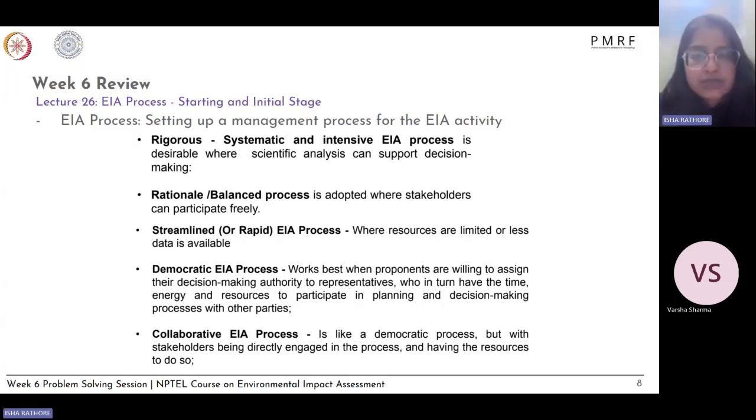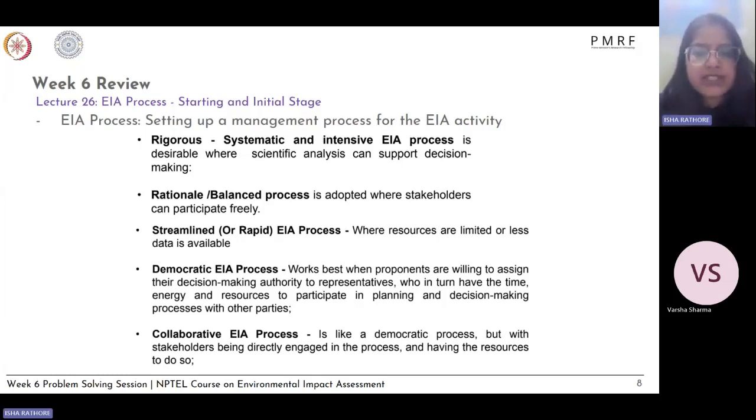A democratic EIA process works best when proponents are willing to assign their decision-making authority to representatives who in turn have the time, energy, and resources to participate in the planning and decision-making process with other parties. So this is when the developer does not directly play a role in the EIA process, but they assign a different party to take all of those decisions on their behalf. Of course, they have to report back to the developer at different stages, but then this process is more democratic. That is, the direct interests of the developers are not aligned with the development of the project. So a more democratic approach can be taken.